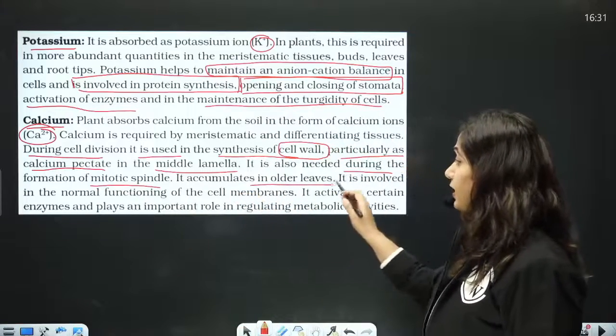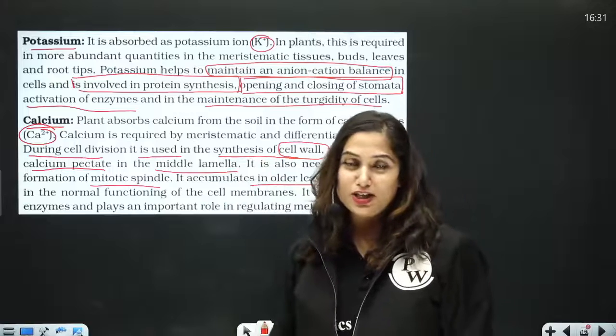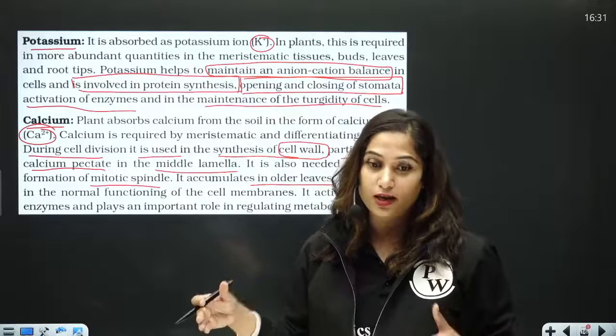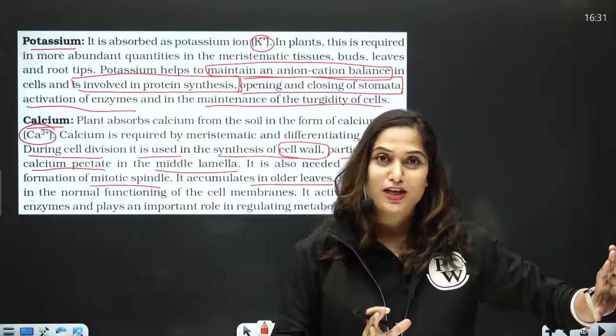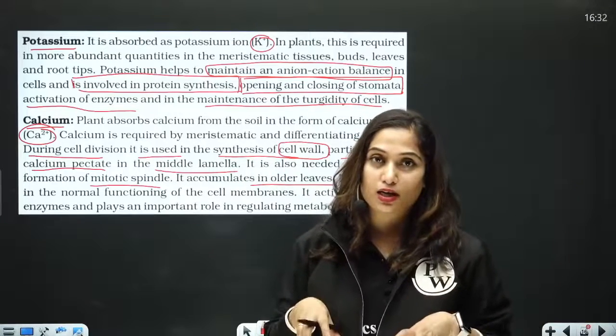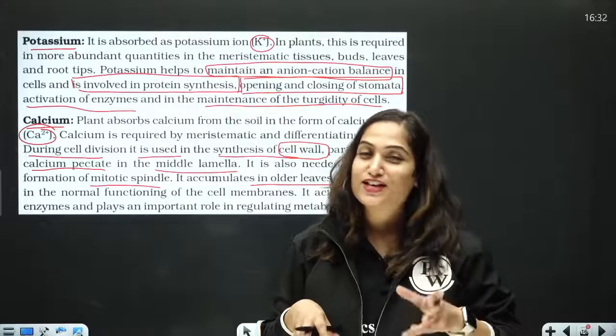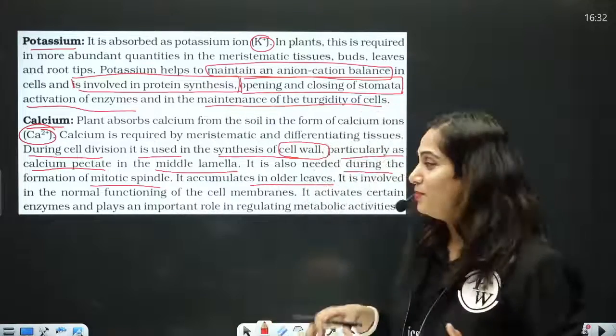It accumulates in older leaves. Yes, calcium is an immobile element. It does not move from there. It goes with the old leaf. So calcium accumulates in the older leaf because it never leaves that leaf. So calcium is an immobile element.